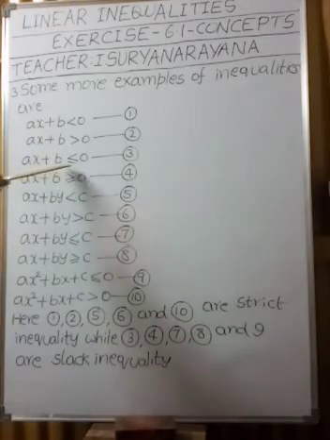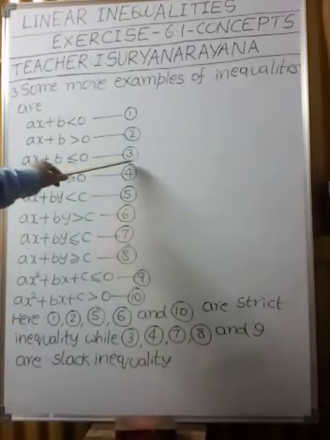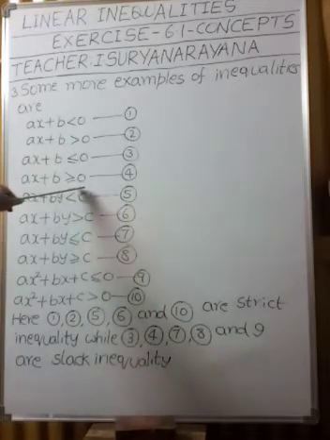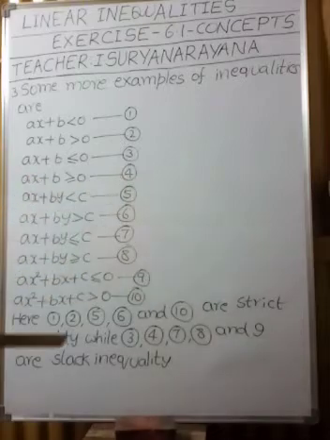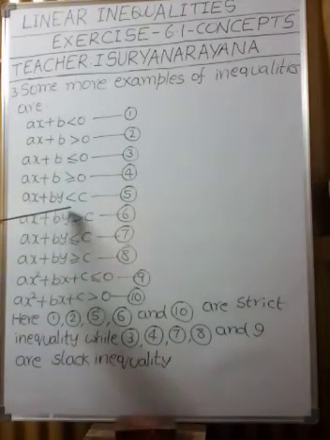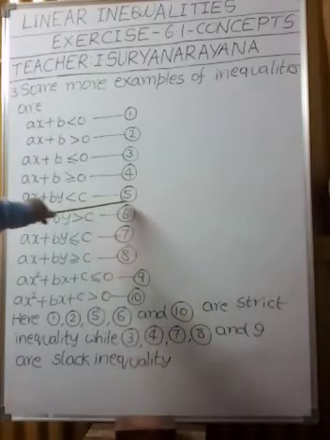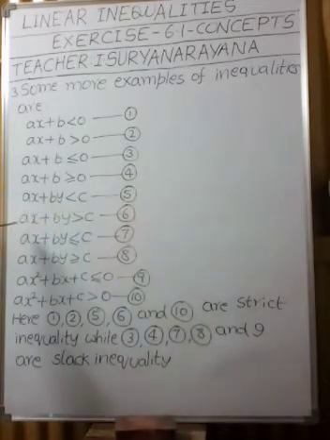Ax plus b less than or equal to 0. Let us consider this the third inequality. Ax plus b greater than or equal to 0. Let us consider this the fourth inequality. Ax plus by less than c. Let us consider this the fifth inequality.